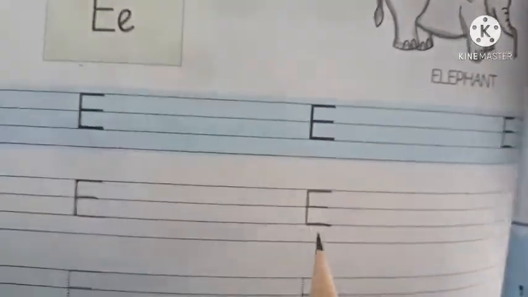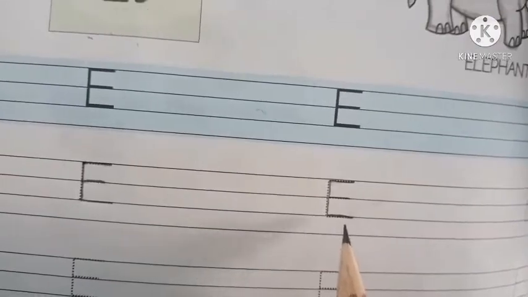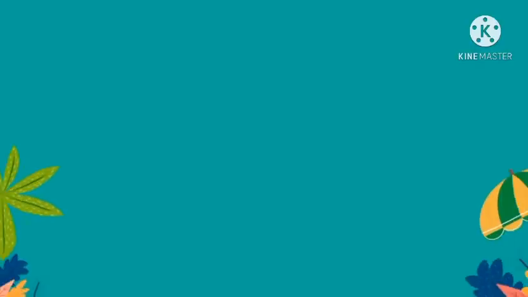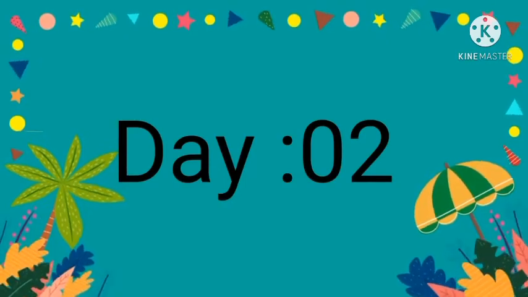This is letter E. Beta, you have to recognize this one letter. This is letter E. Same like this you have to complete page number 32. You have to write on dots. Clear? Let's start the task of day number 2.